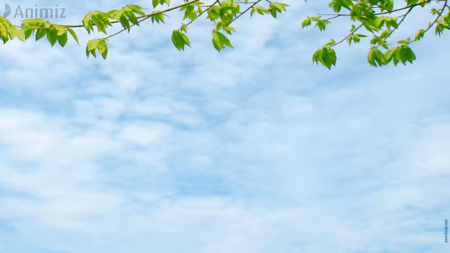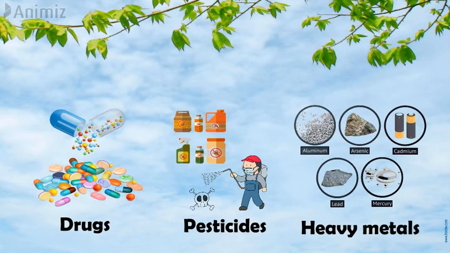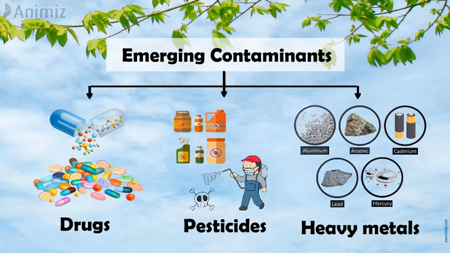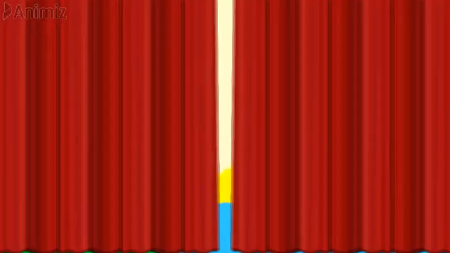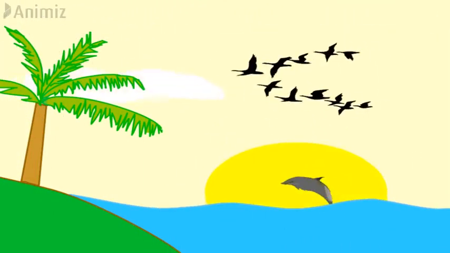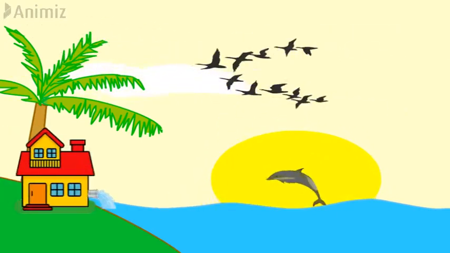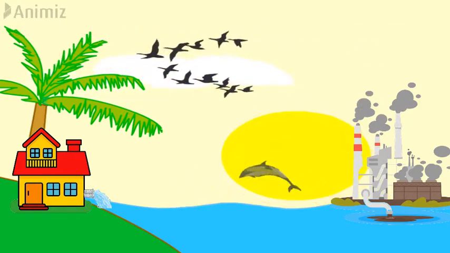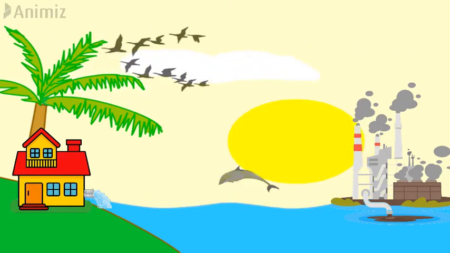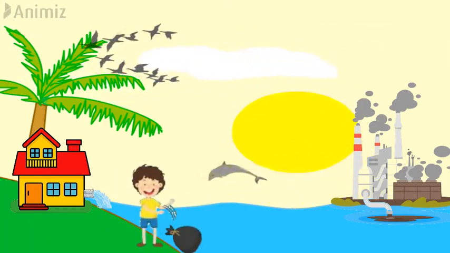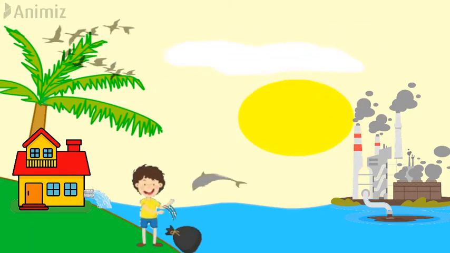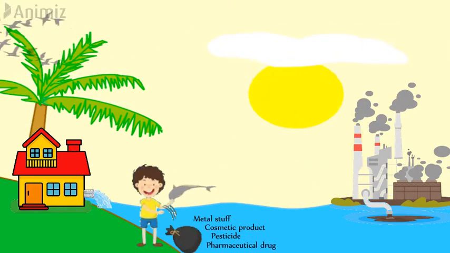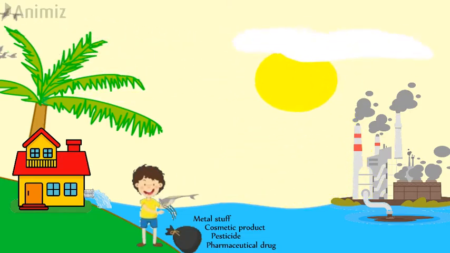In recent years, drugs, pesticides and heavy metals, also known as emerging contaminants, have become the greatest concern and have been the most widely studied by researchers. These contaminants can be present in the water sources mainly from domestic and industrial wastewater discharge, food, and ground application of manure. Besides, there is a lack of awareness among people on the impact of improper disposal of unused or expired pharmaceutical drugs, pesticides, cosmetic products, and metal stuffs used in daily life into the garbage dump or toilet bowls.